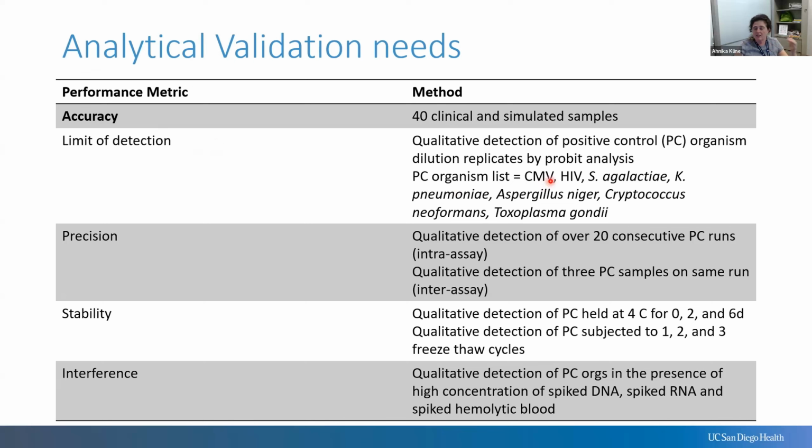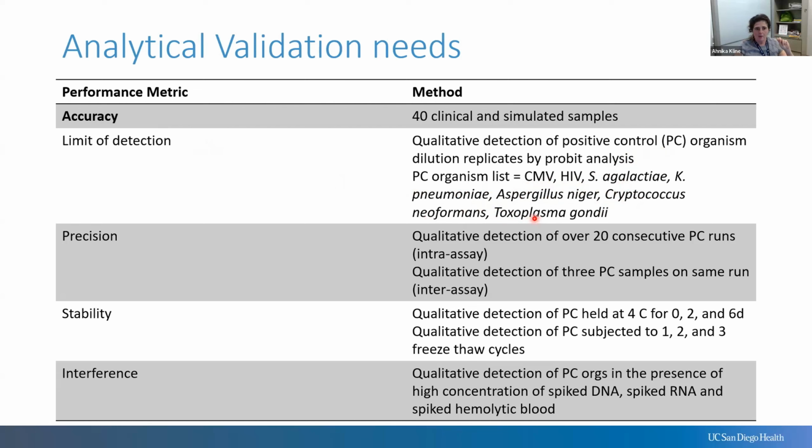What UC San Francisco did was make a list of positive controls that I think are becoming the reference list. And their list was CMV, HIV, they wanted a DNA and an RNA virus, Group B strep, Klebsiella pneumoniae, Aspergillus niger for a mold, Cryptococcus neoformans for a yeast, and then Toxoplasma gondii for a parasite, a protozoa.